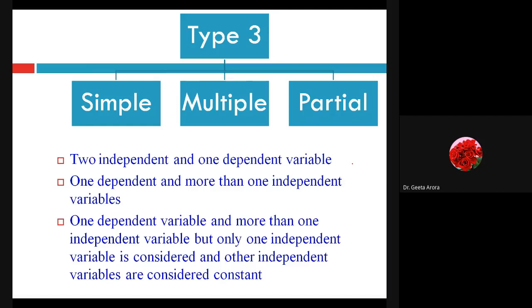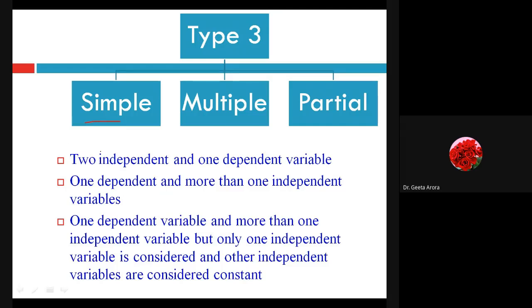Correct. So here if we talk about whenever we are looking for simple correlation, here we have one dependent and one independent variable. Correct. When we are talking about here, see, what the definition is saying, two independent and one dependent. No, I think it's not written correctly.